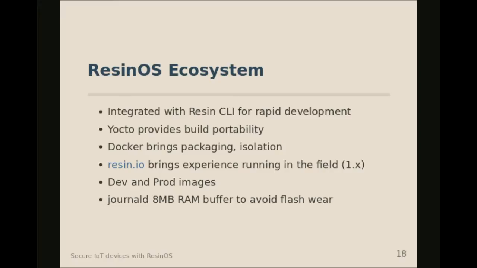And one of the features is that we moved the logging to a RAM buffer, and this reduces flash wear, which is one of the biggest failure modes we've seen in production devices that use flash media, like the Raspberry Pi, which, the Pi 3 is a shockingly popular production device. It's all over the place.